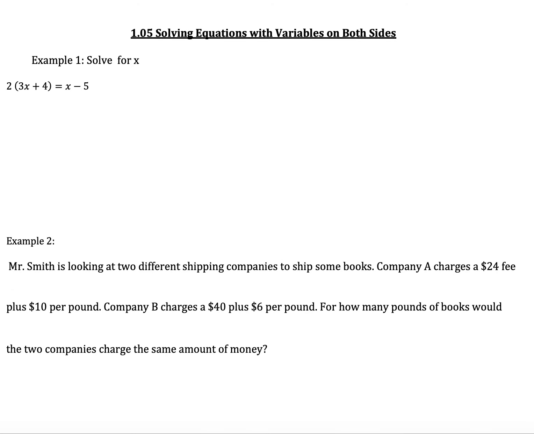So now 1.05, solving equations with variables on both sides. This is for tomorrow's lesson. We've done solving today with variables on one side. Now we're doing both sides. What I noticed is we can distribute, because if we were to divide by 2, we just get a fraction here. It wouldn't go so well. So let's just multiply. 2 times 3x is 6x. 2 times 4 is 8.